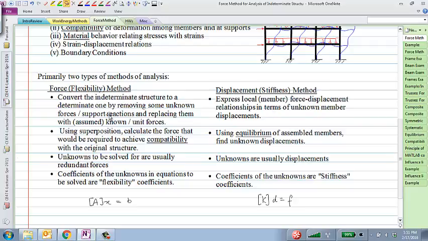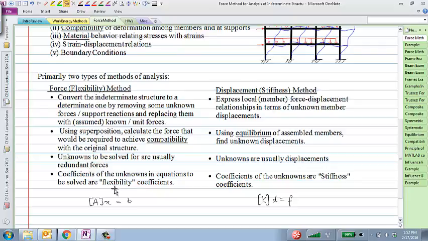And essentially what we are doing is converting the indeterminate structure to an underlying determinate structure. We apply superposition and compatibility, basically saying that the deflection or displacement of the support should be zero. And we solve for the unknown redundant forces in this case. So for the force method, the unknown redundant forces are the unknowns that we are solving for.